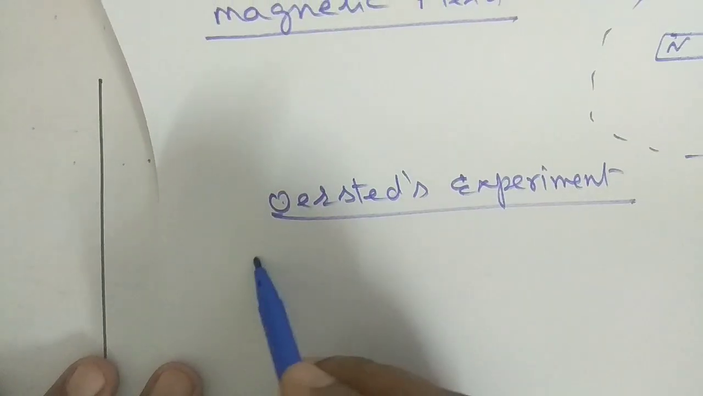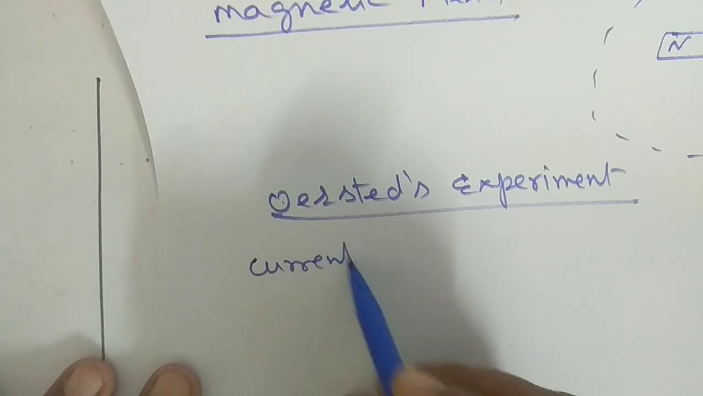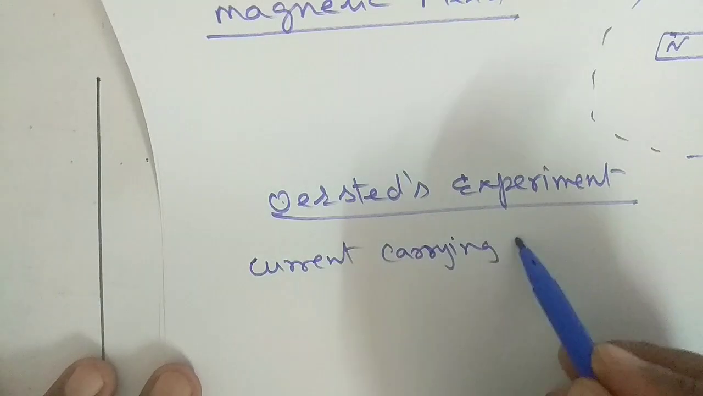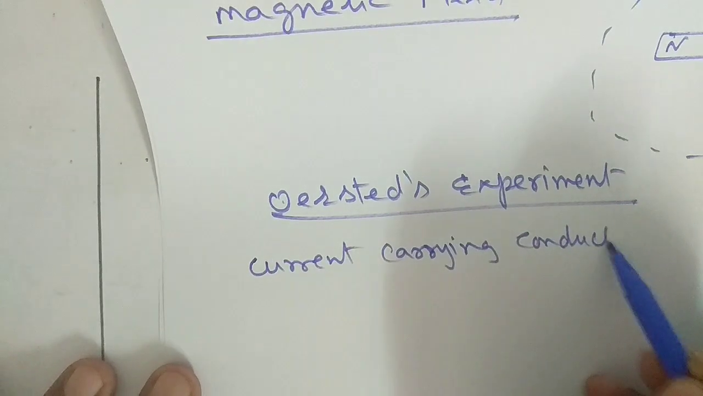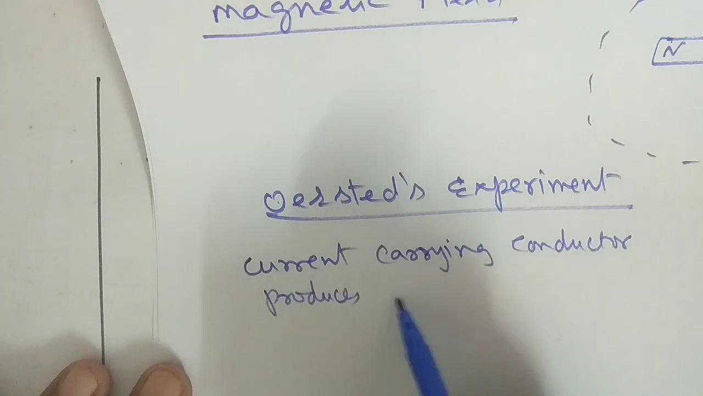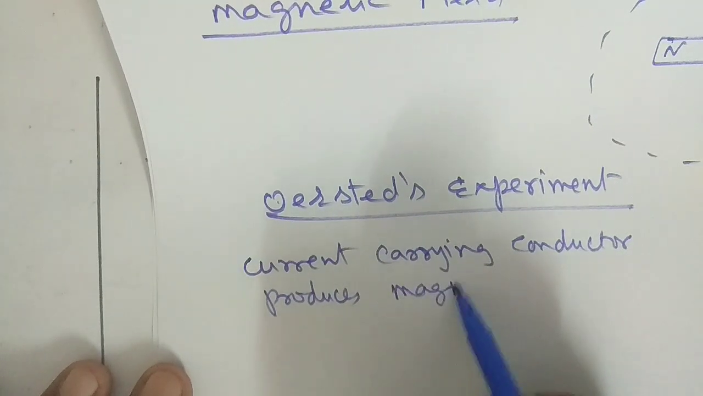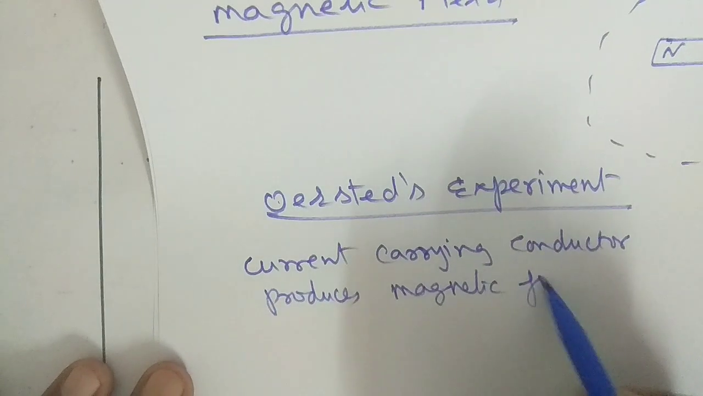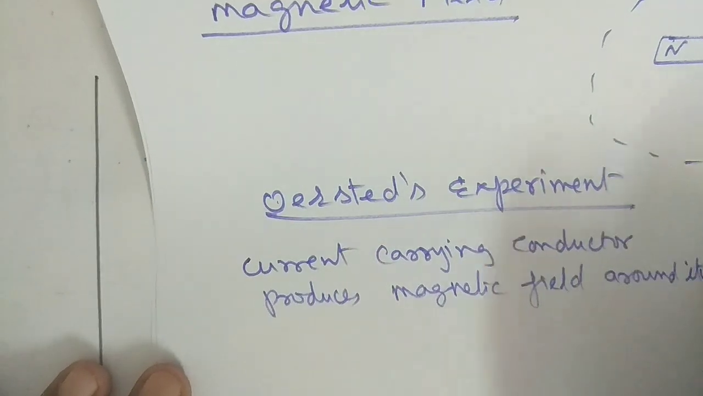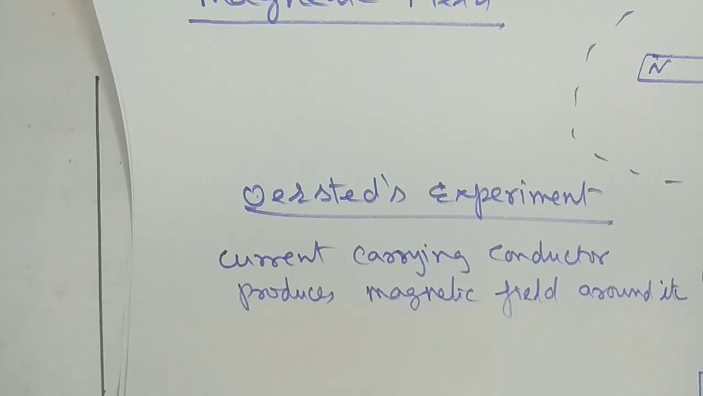Simply you can say, a current carrying conductor produces a magnetic field around it. This is the gist of the Oersted experiment.